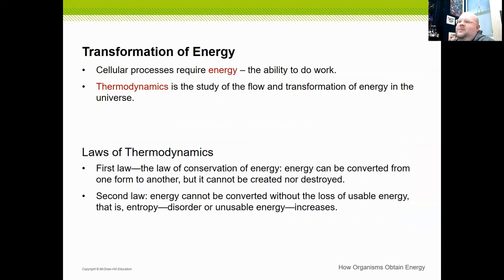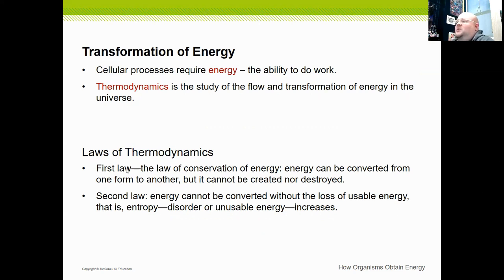out, cells require energy. And we define energy as the ability to do work. And then we take the word thermodynamics, and we know that that means the study of how energy flows and is transformed throughout the universe. But all these processes that our bodies undergo, that our cells undergo, require energy. So now we're going to talk about how that energy is obtained and how it's used.